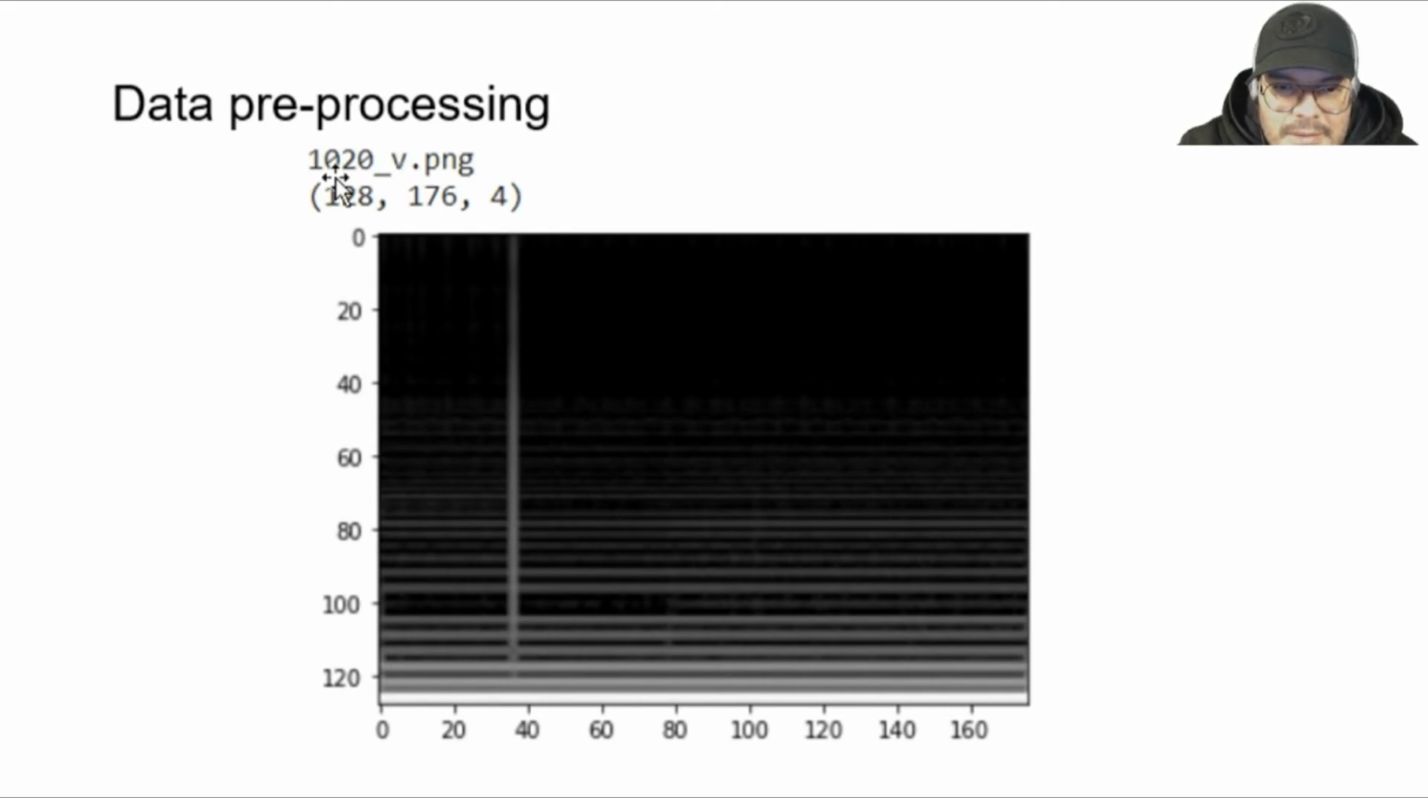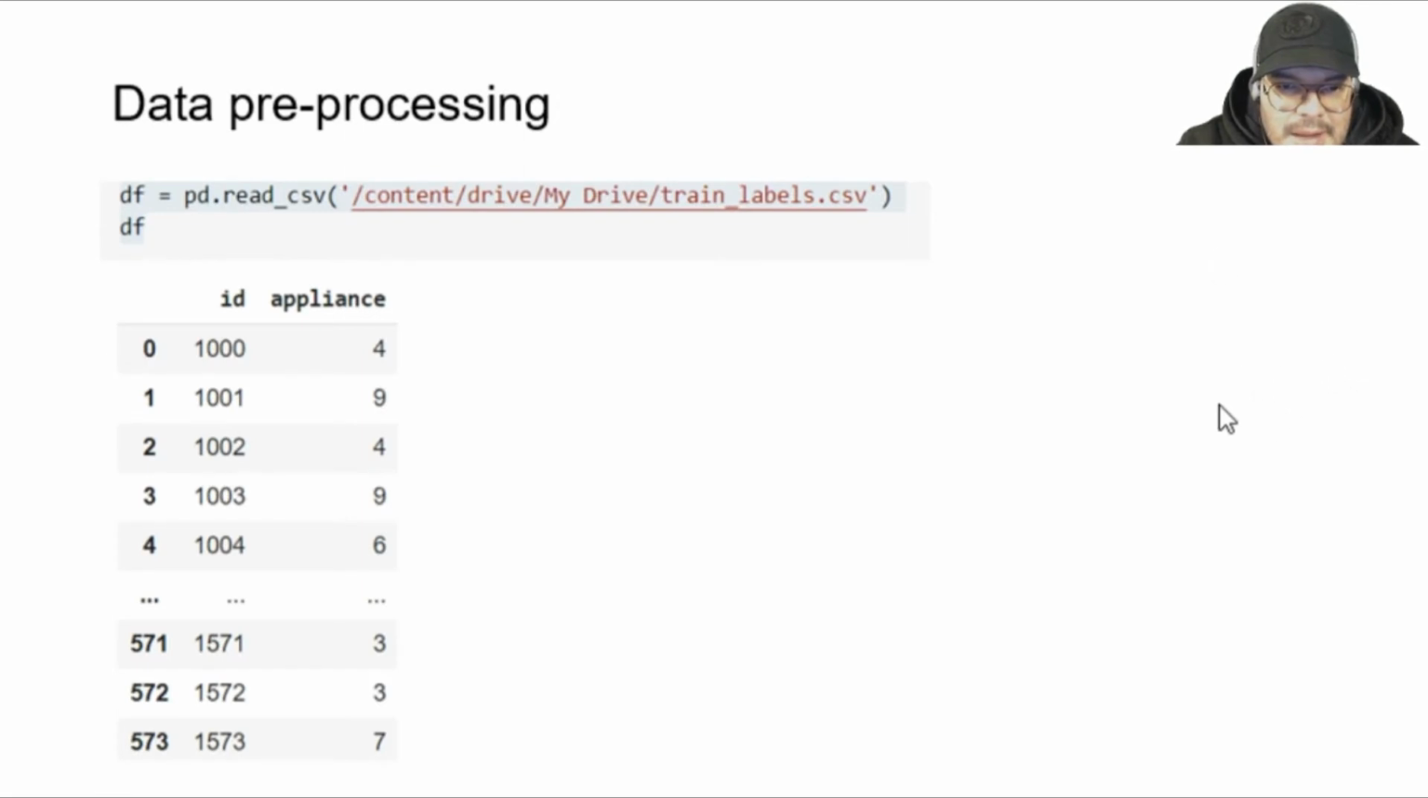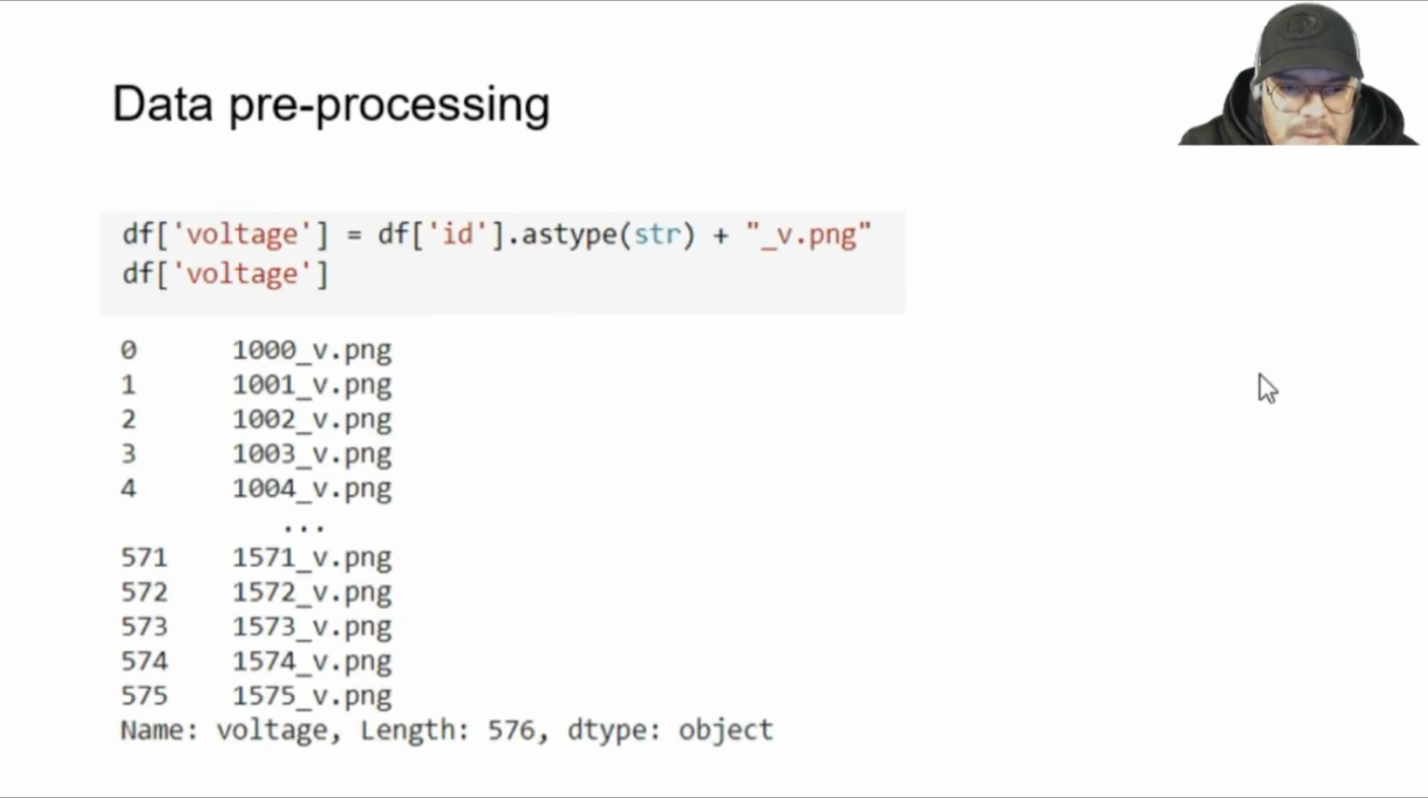You have your file numbers and then your shape. And here we go. This is the CSV file. As you can see, it had a single ID and the appliance number. And we use pandas to read in. So we can use pandas for data wrangling.